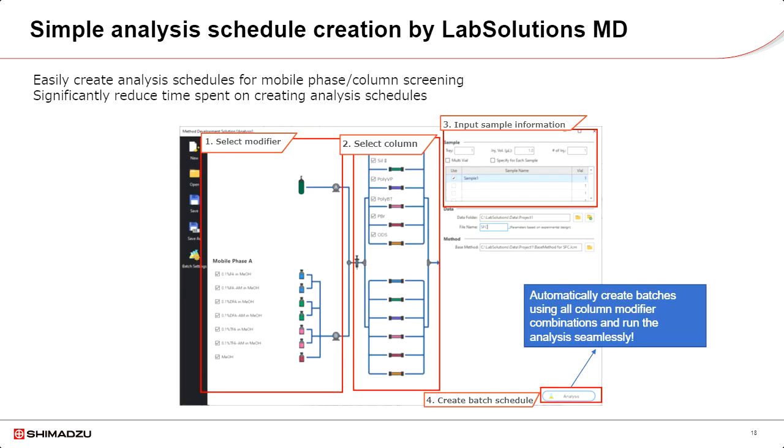In order to implement these experimental cases, we use the software aids built into LabSolutions method development. This allows us to easily select our modifiers, columns, and put in simple sample information that then automatically creates the batch schedule for analysis, including all required switching of mobile phases, equilibration of the system and of the columns, and all other considerations needed for valve switching, modifier switching, automating the process to remove the possibility of human error in the creation of multiple method files.